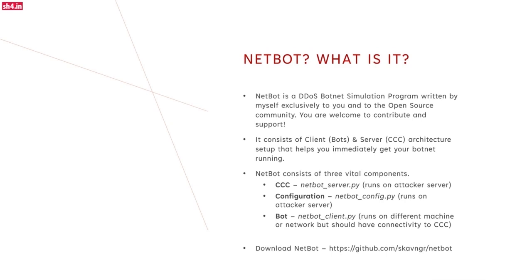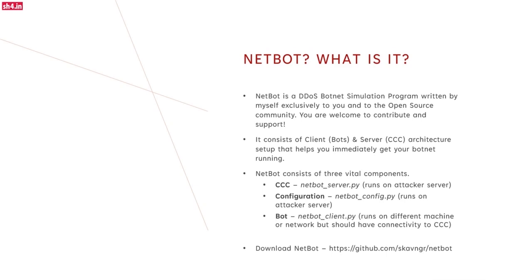The second component of NetBot, being the netbot_config.py code, is one of the most critical components of NetBot as it has the ability to control the actions of the CCC. You will also be using this component to configure the victim's IP address, port, and types of attacks to be performed on the target. This configuration component should be residing on the attacker machine alongside the CCC. There is no need to run this code as this will be automatically sideloaded by the CCC server.